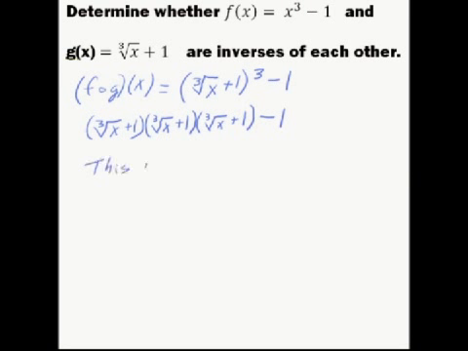So it turns out that x is not going to cancel out of this. This isn't going to reduce. This is just not going to simplify to x. So I don't even have to do the other one. There is no way that these two are inverses of each other.